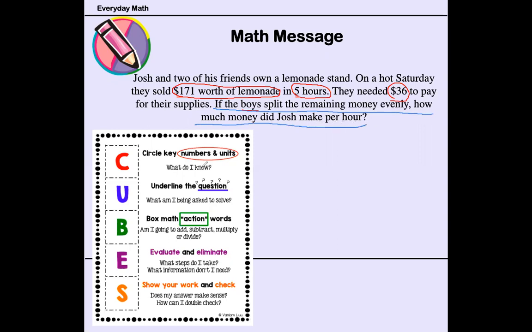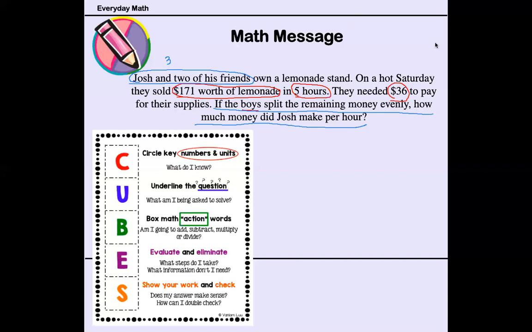There's another unit that we did not circle, number and units. Josh and 2 of his friends is a number, and which represents how many people? 3 people altogether. They had a lemonade stand. On a hot Saturday, they sold $171 worth of lemonade in 5 hours. They needed $36 to pay for their supplies. If the boys split the remaining money evenly, how much money did Josh make per hour?